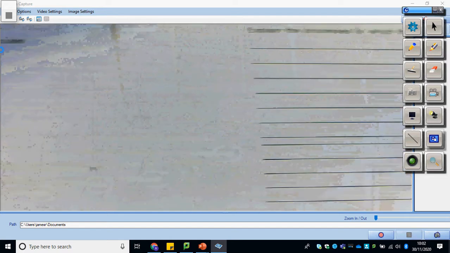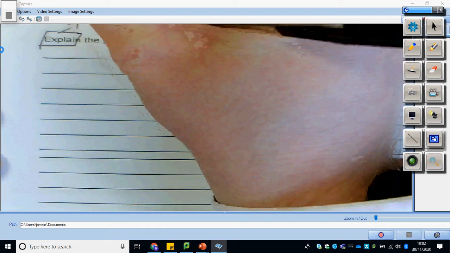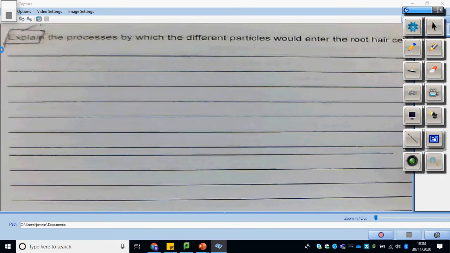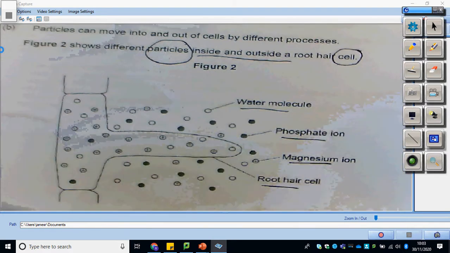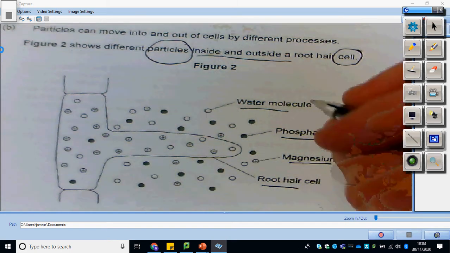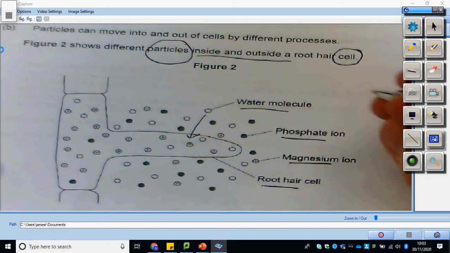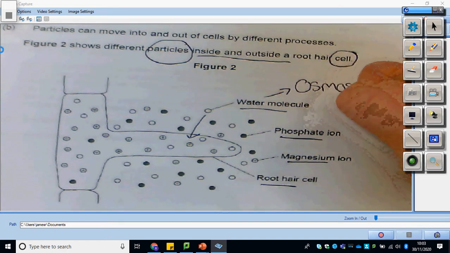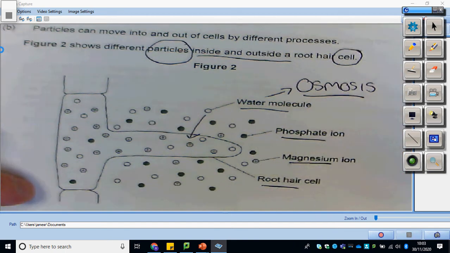The question states explain, so I have to say why, the processes by which the different particles would enter the root hair cell. So I'm going to have to focus on each of these particles and explain how they would enter the root hair cell. We've got the water molecule. How does water move from the outside to the inside? Hopefully most of you remember that water moves by osmosis. So that's our first one. Next one is the phosphate ion.